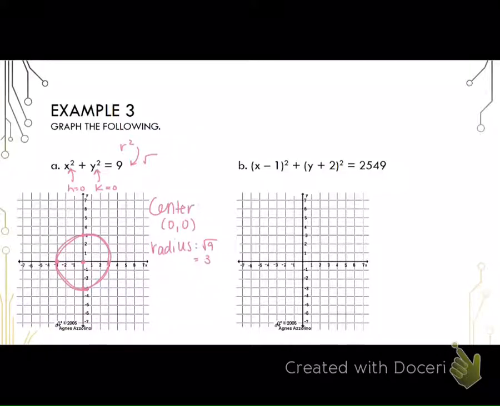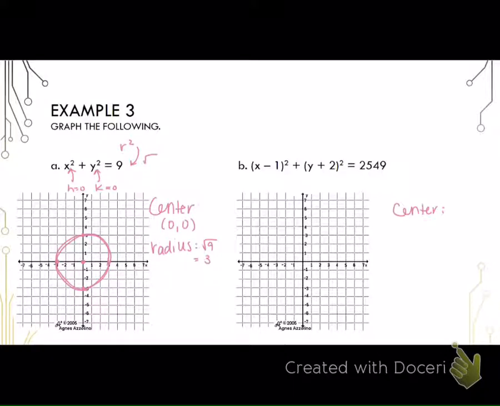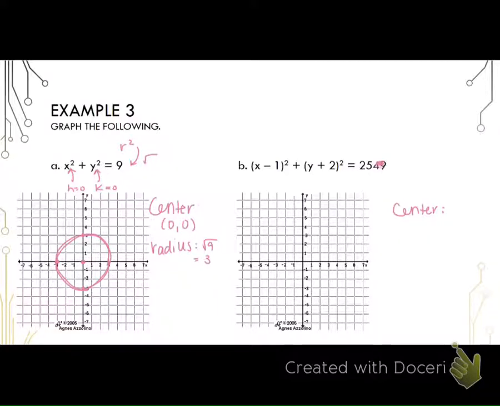All right, guys, where is my center? Did I not change this number? I swear I changed this number on my notes. Guys, this should not say 2549. This should just say 25, because that's not going to go well. So make that just 25.